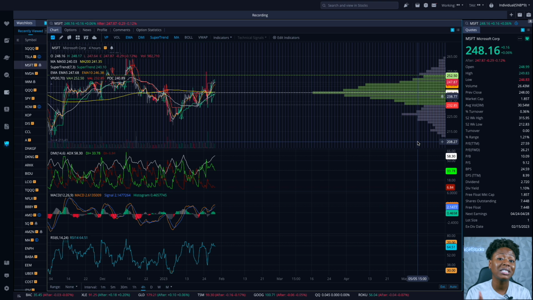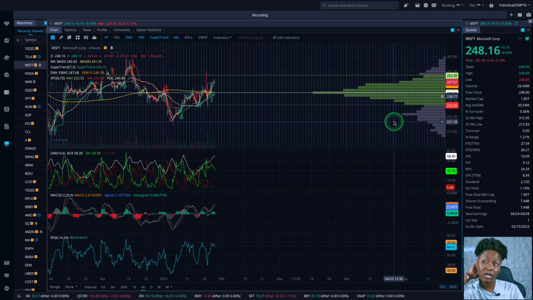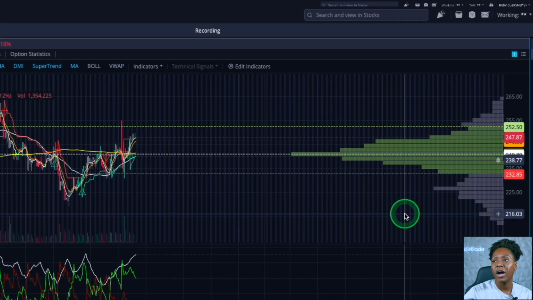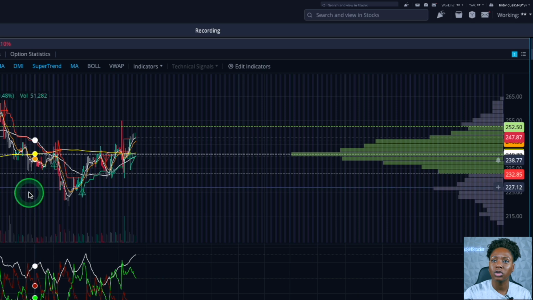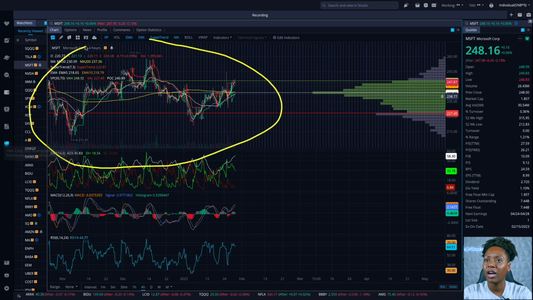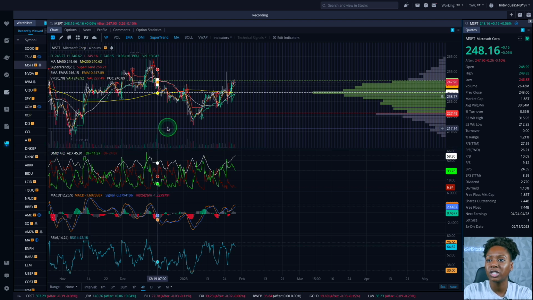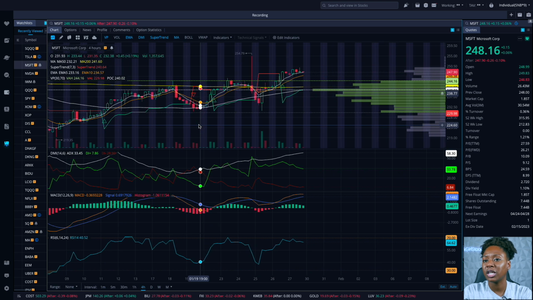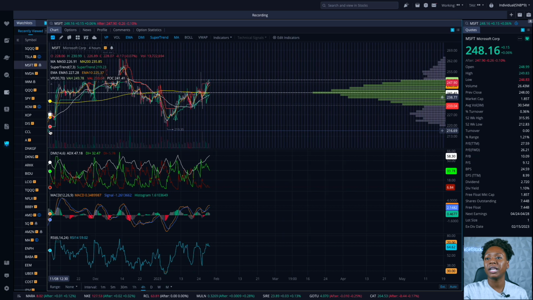There are different types of volume profiles. For the simplicity of this, I'm just going to focus on what's called the sessions profile, and that's all that Webull actually offers. So this is called a sessions profile, and you'll see that it's based on whatever area of the chart that you're looking at. So you see we have this area of the chart all the way back to, I guess you can call it the range, October 26th till now. So that's what that range is. If we move in closer, my range is just from January. It's going to change based on the range.